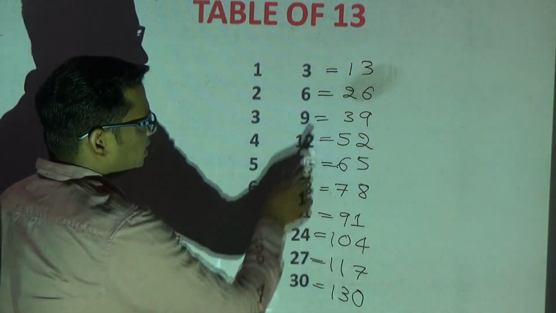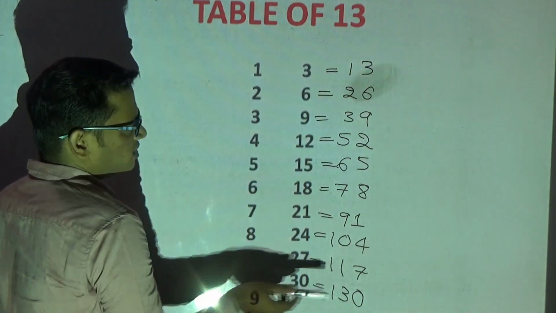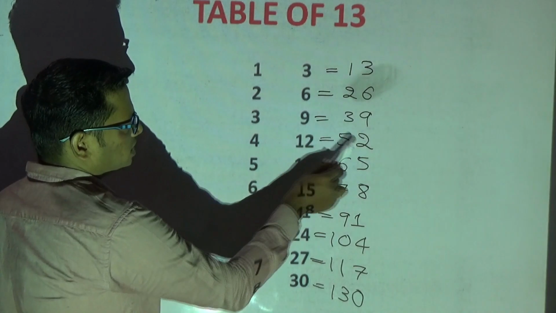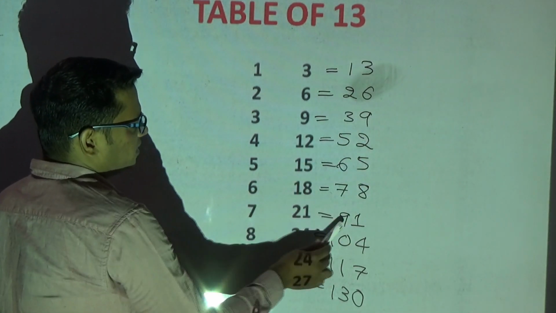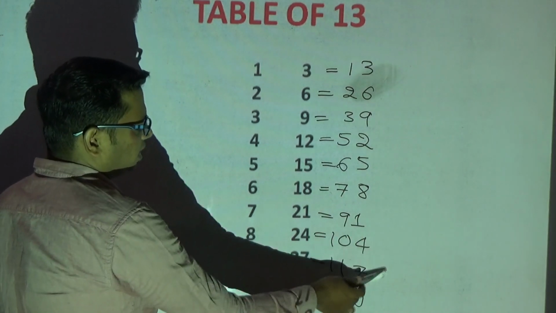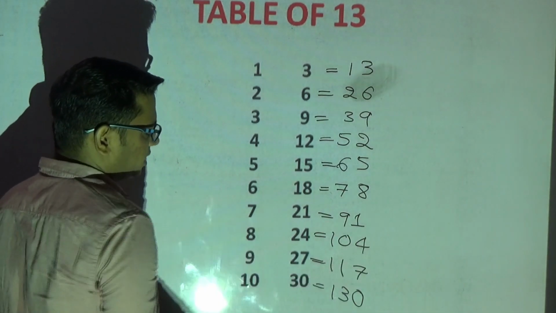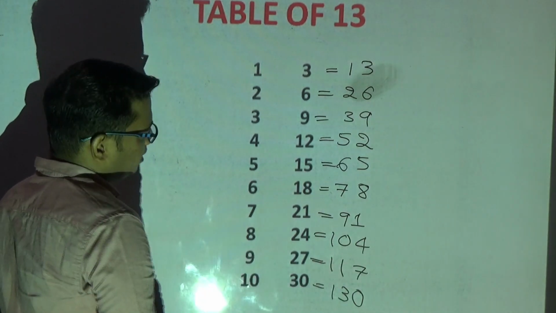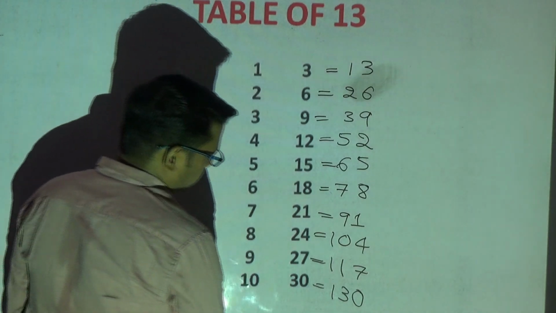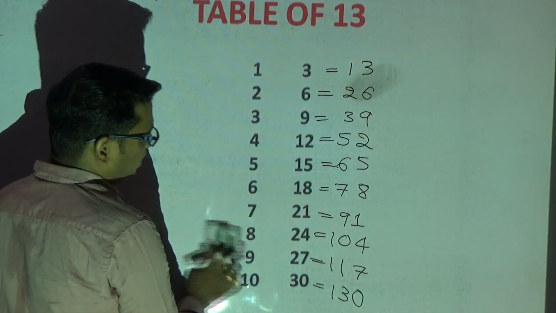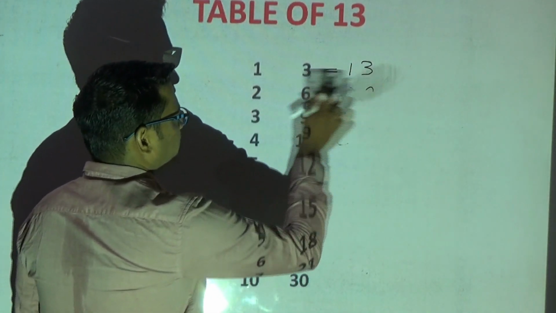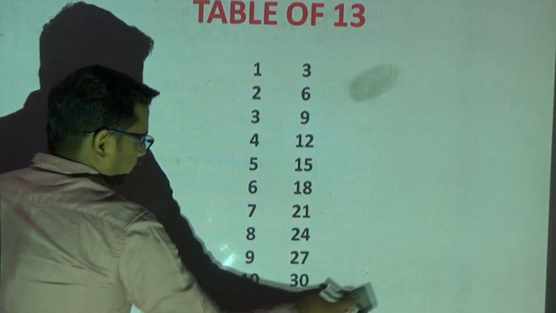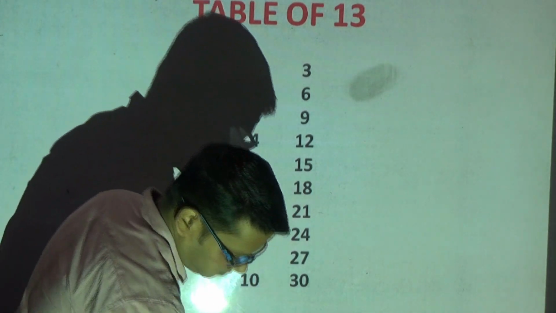Now you see: 13 ones are 13, 13 twos are 26, 13 threes are 39, 13 fours are 52, 13 fives are 65, 13 sixes are 78, 13 sevens are 91, 13 eights are 104, 13 nines are 117, 13 tens are 130. Khel khatam, natak band. So I hope you have understood the table of 13. Likewise you can construct any table, my dear friends. Let us go further.